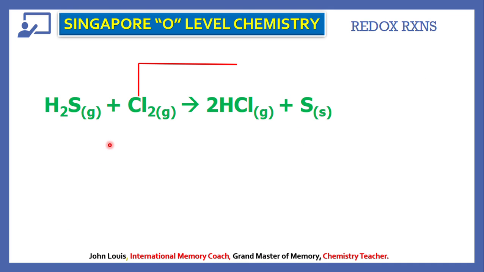Okay, again, so test yourself now. What happened to chlorine? Chlorine is converted into hydrogen chloride. Therefore, it has undergone what? Addition of hydrogen is known as reduction. So chlorine has undergone reduction. Therefore, chlorine is an oxidizing agent. It is an oxidizing agent because it has undergone reduction.